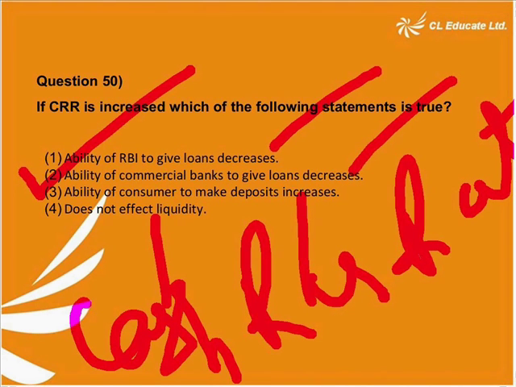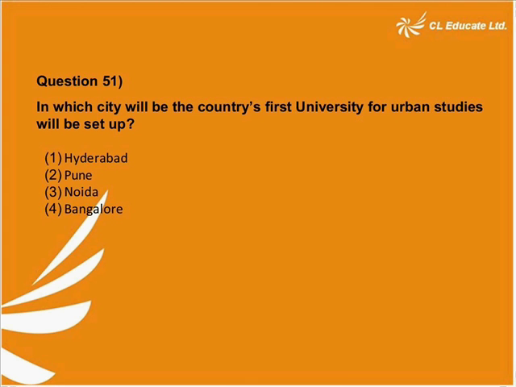Jarawa tribes are found in which of the following place? So Jarawa tribes were in the news recently. In which place they are found? Easy question. I hope you must be able to give the answer. Yes, Andaman and Nicobar Islands. They are found in Andaman and Nicobar Islands. They are of African origin, Negrito origin, and only very few people are left in this Jarawa tribe, and they may be extinct sometime.